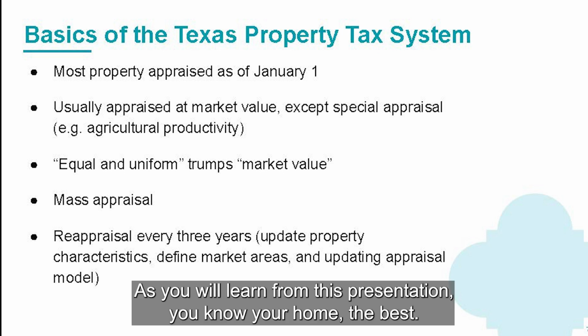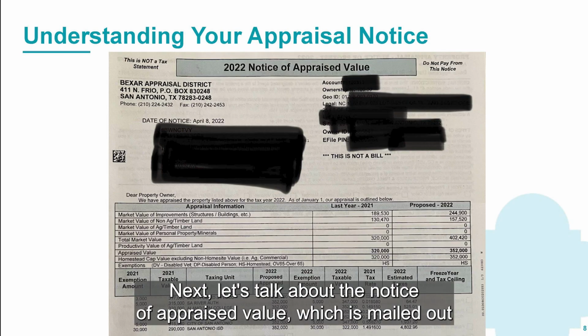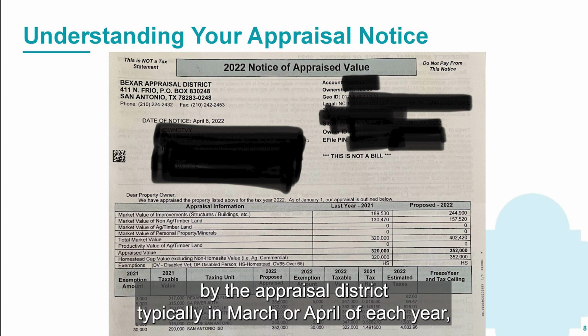As you will learn from this presentation, you know your home the best, and we will show you how to show your home to the Bear Appraisal District. Next, let's talk about the Notice of Appraised Value, which is mailed out by the appraisal district, typically in March or April of each year.